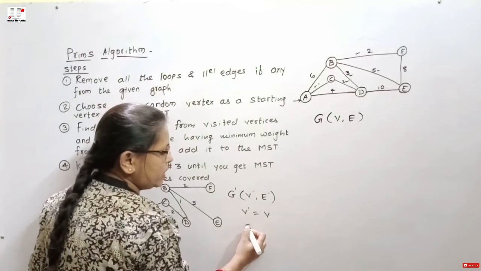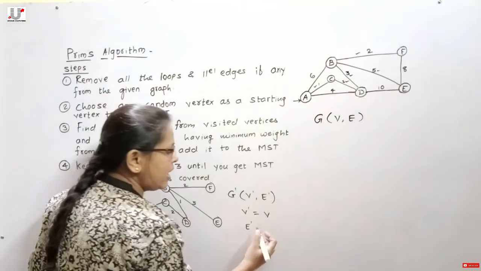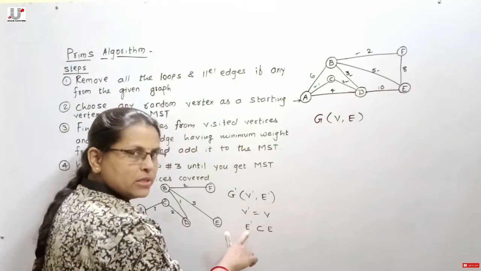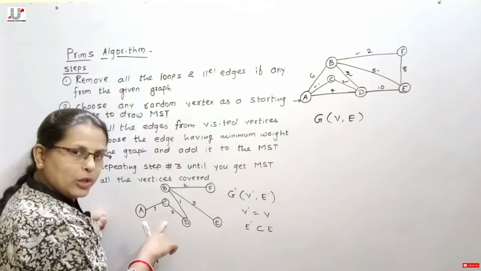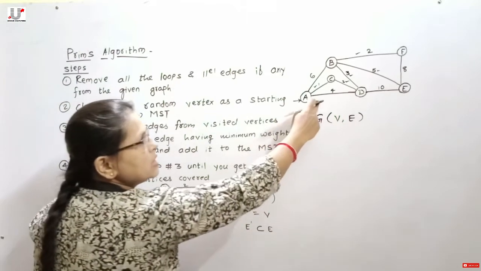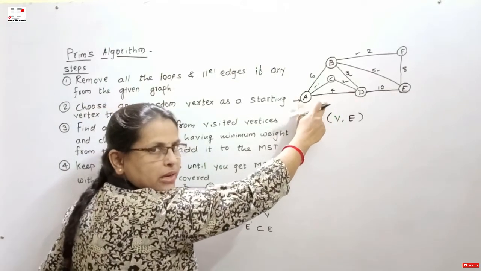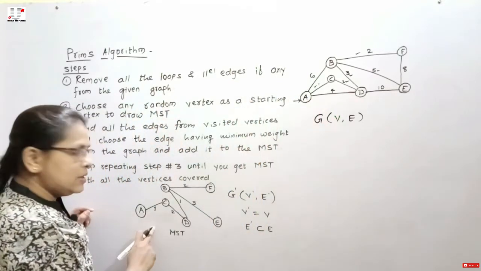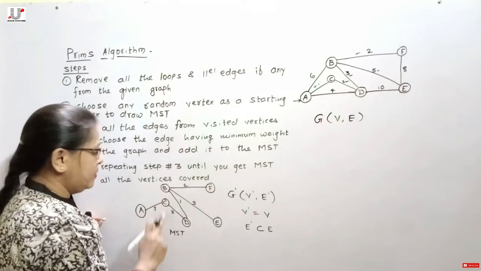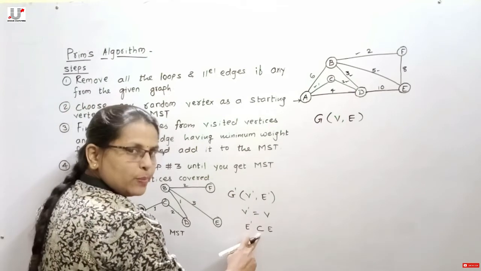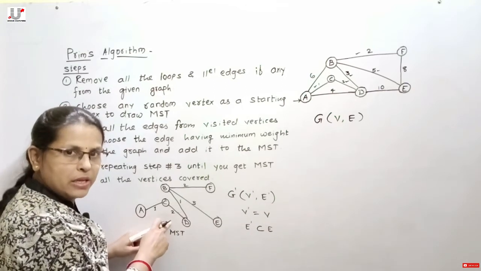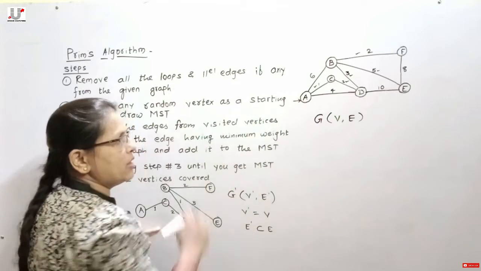Then the second property is E dash. E dash should be a subset of E. Here E dash means the edges which are included within this minimum spanning tree, as we can draw multiple spanning trees, or a number of spanning trees, of this graph, but this is the only spanning tree having minimum weight. So E dash should be a subset of E. All the edges which are present in this minimum spanning tree are present in the original graph.